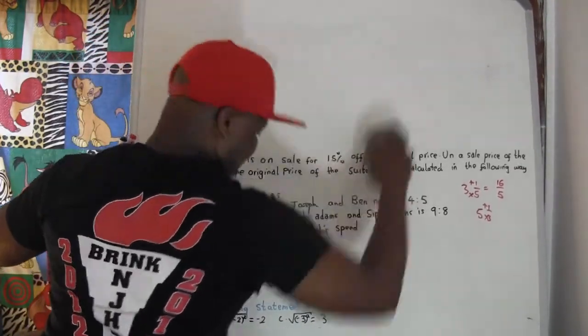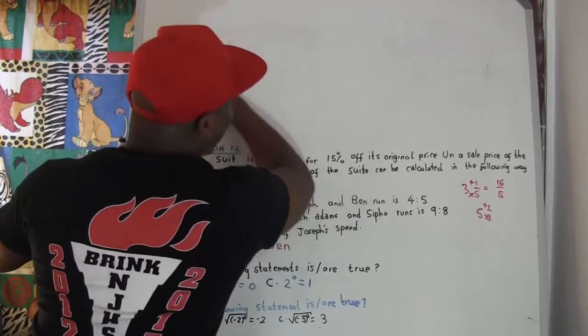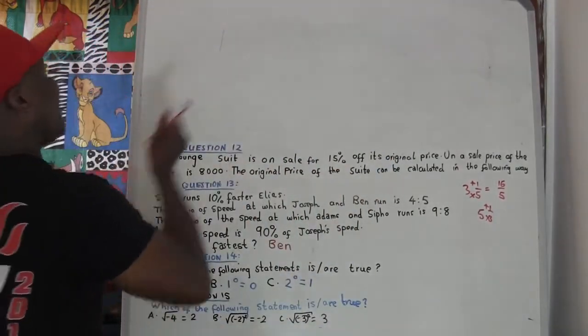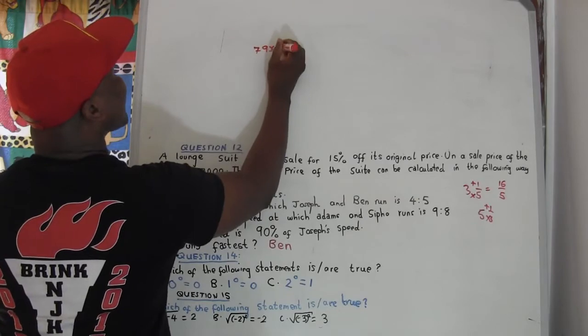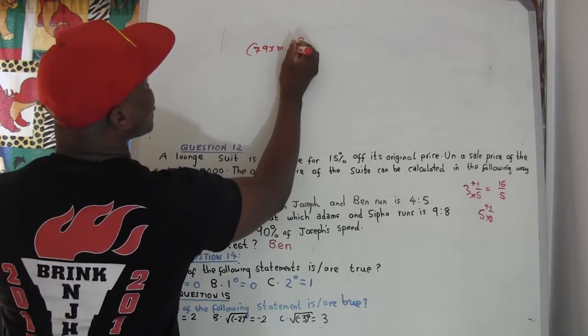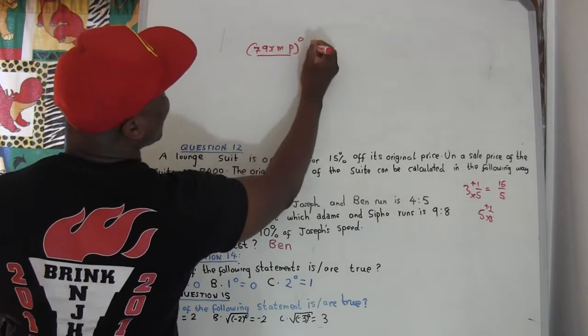Any number to the power 0 equals 1, except 0 itself. So if I have (7, 9, x, m, p) to the power 0, you have to look at the bracket. It means everything inside the bracket with the power 0 equals 1.